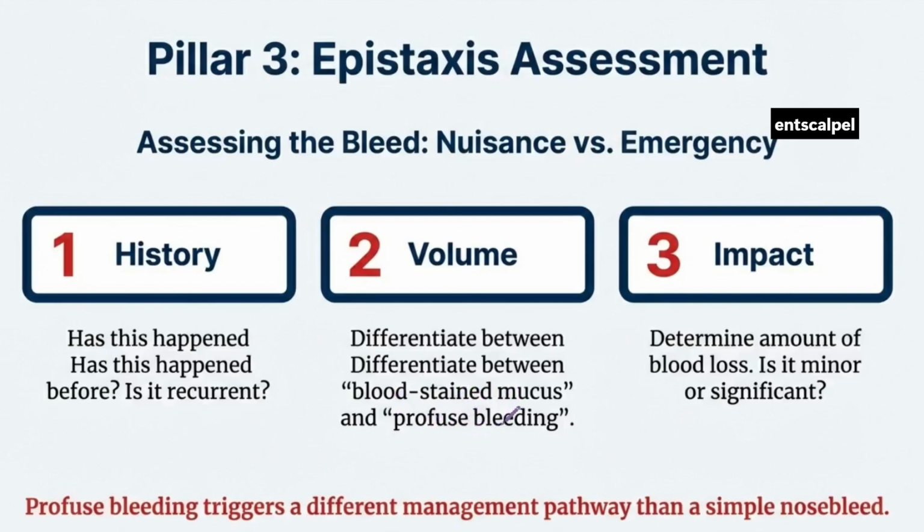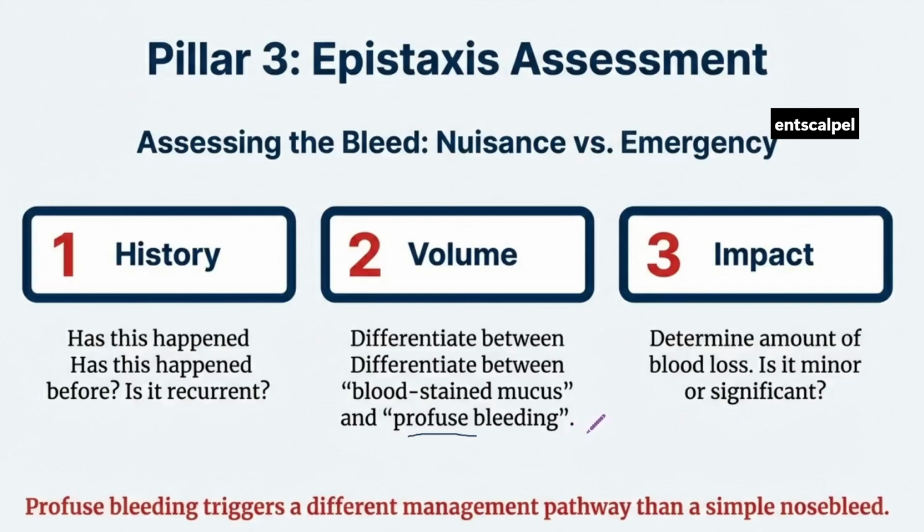But the guide contrasts that with profuse. Profuse is the key word. We're talking about a flow you can't stop with simple pressure. Or, and this is critical, bleeding that runs down the back of your throat instead of out the front. Why does the direction matter so much? Because if it's running down your throat, it's a posterior bleed. It's coming from way in the back of the nose, usually from a much larger artery. These are dangerous. You can lose a lot of blood very quickly, and you can't pinch it shut because the bleed is deep inside your head. So a posterior bleed is like a pipe bursting in the basement instead of a leaky faucet in the kitchen.